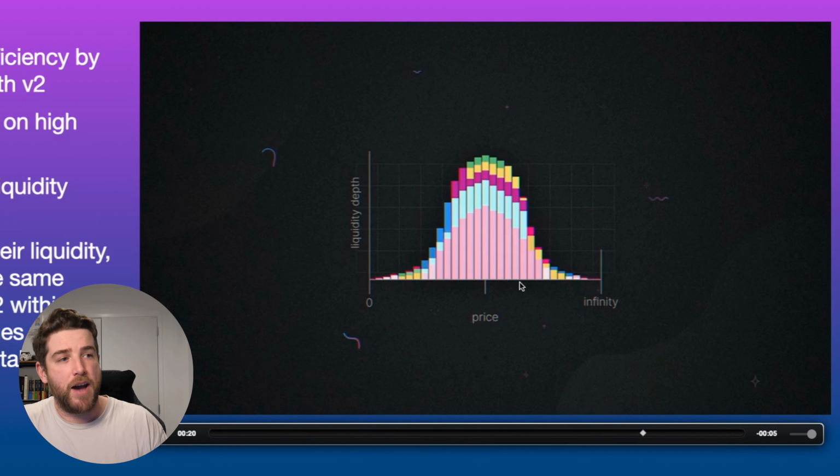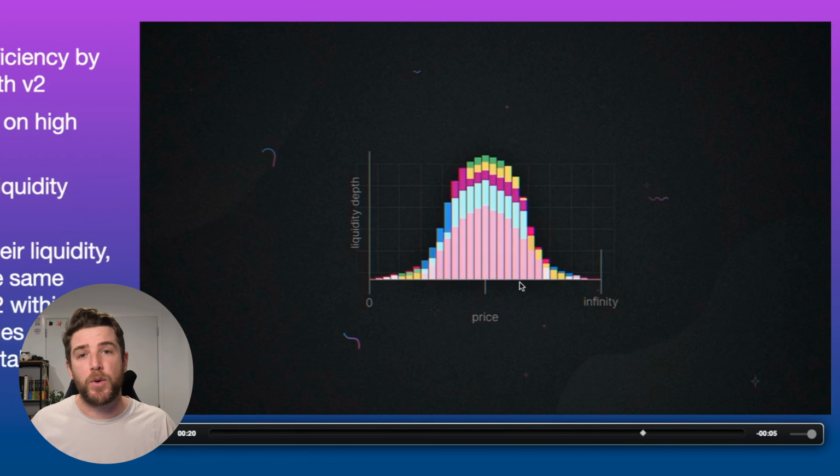At market price and close to market price we have better liquidity, more depth, so we will have less price slippage. We can trade more against this pool, a larger amount, and we won't be affected too much.